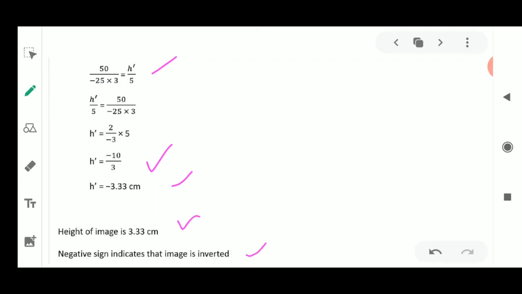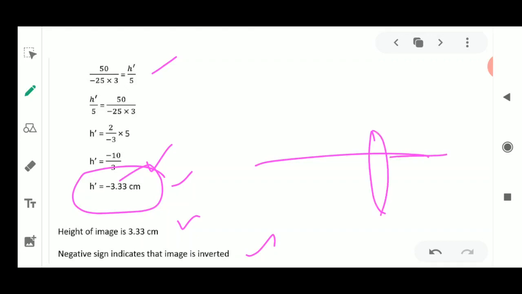Now what does this negative sign indicate? The negative sign which we are getting indicates that the image is going to form below the principal axis and it is an inverted image. Yes, it is an inverted image. Now where are we going to get it, on this side or on that side?